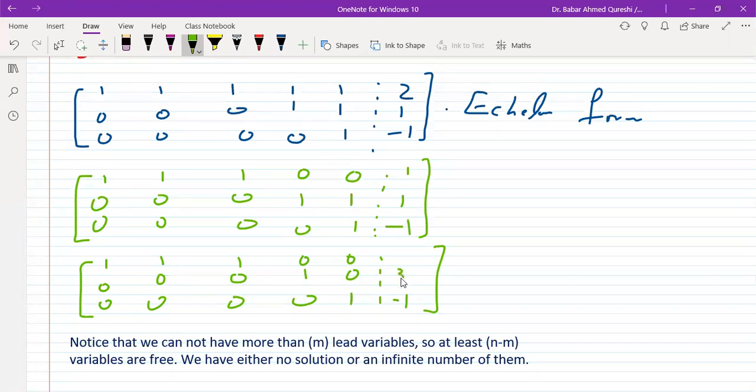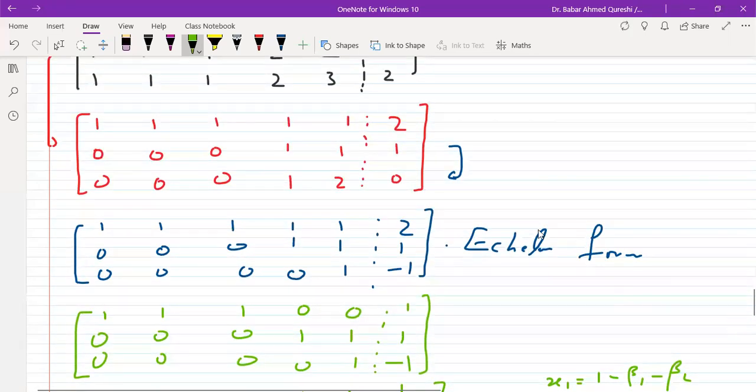Is it correct? And this is a 1. So you have got your solution. x5 is equal to -1, x4 is equal to 3, and x1 is 1 minus beta 1, beta 2, where beta 1, beta 2 you can give any values. And x2 and x3 can be anything.